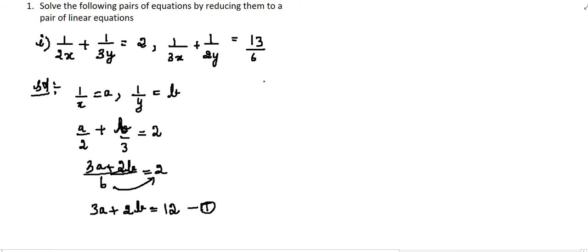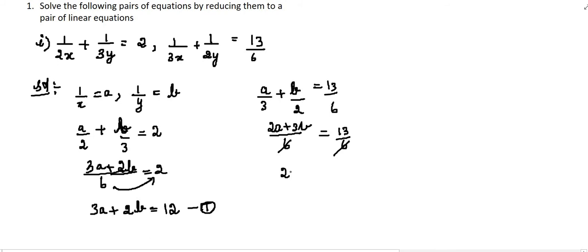Coming to the next one, 1 by 3x. So 1 by x, I'll write a, the denominator is 3, plus 1 by y, I'll write b, and in the denominator 2, is equal to 13 by 6. While I am taking LCM for 3 and 2, I will get 6. And in the numerator, I will get 2a plus 3b is equal to 13 by 6. I am going to cancel 6 and 6. So I will be getting 2a plus 3b is equal to 13. This is my second equation.